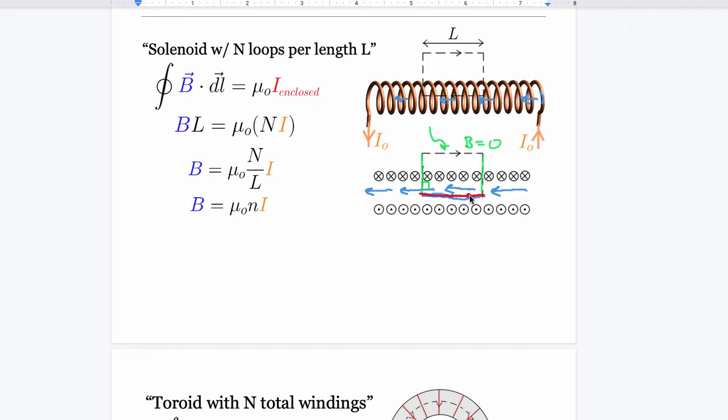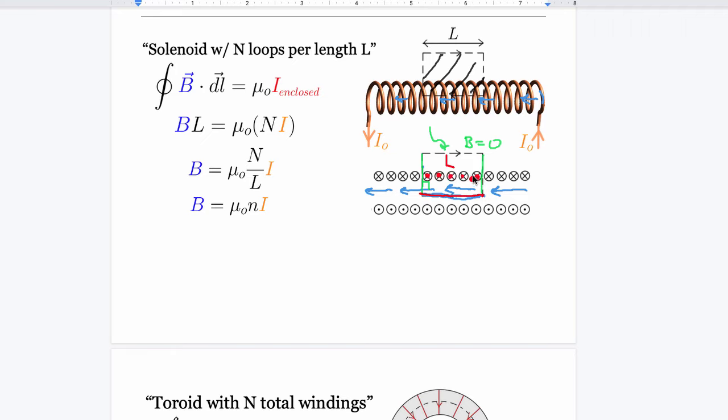So what do we get? Well, we just get B times one length, this length of this path right here, B times L. Mu naught, how many I's got enclosed? Well, let's check. If this surface right here is the closed area, how many times did the current pierce? It pierced it a lot of times. Check it out. So it pierced it once and twice and thrice and 4 times and 5 times.